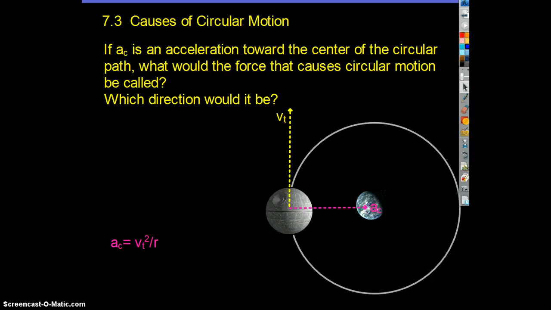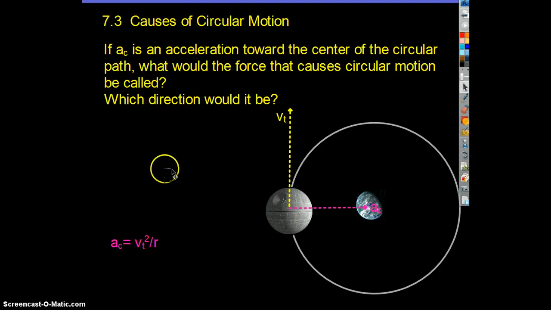Alright, we just got done talking about centripetal acceleration. Well, now we need to talk about the next step, and that is the cause of this motion. Centripetal acceleration isn't the cause, it's more of an effect. If centripetal acceleration is an acceleration towards the center of a circular path, what would the force that causes the circular motion be called? If it's centripetal acceleration, what do you suppose we call it?